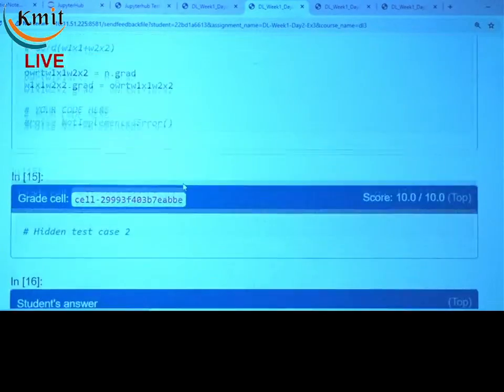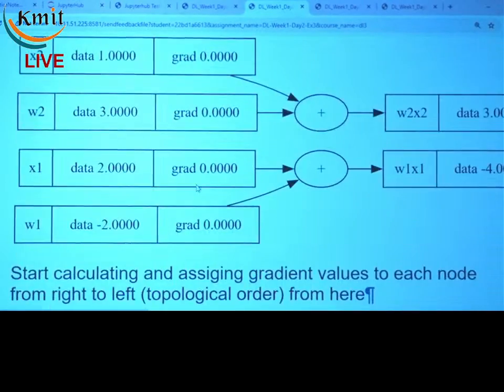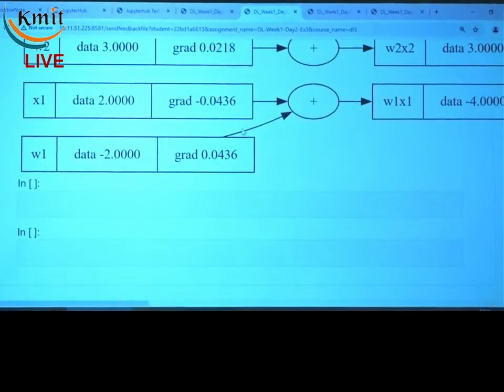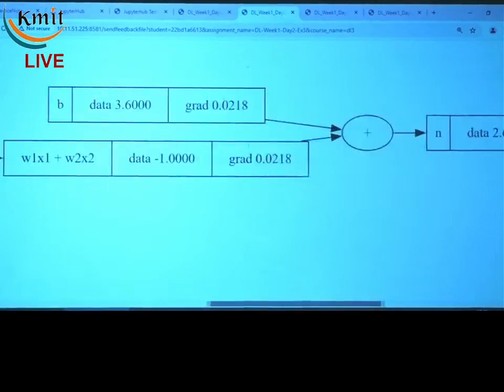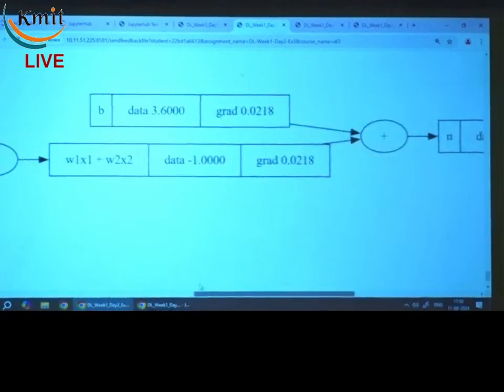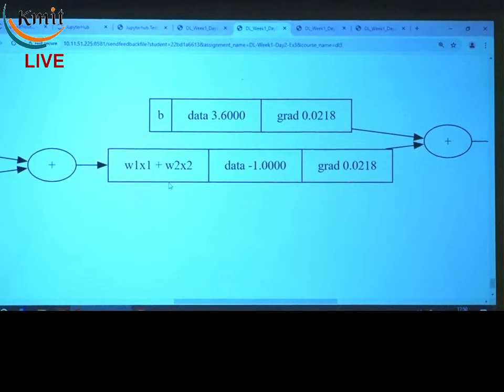I think draw the equation and show. This is the equation. This is O, this is N. Then we have B. Here B is there.